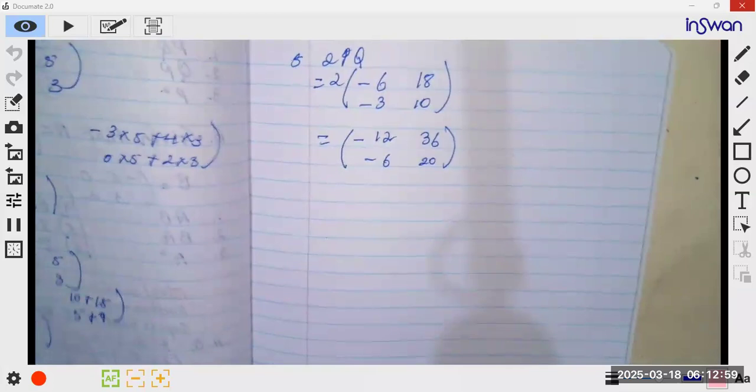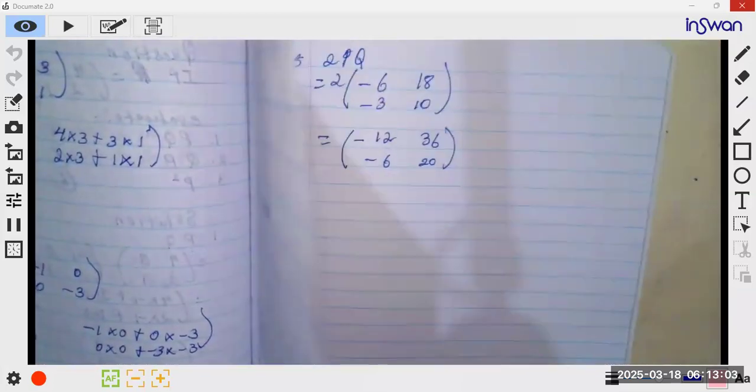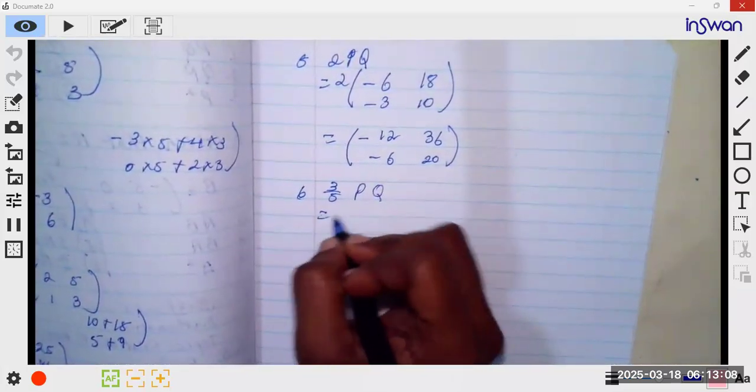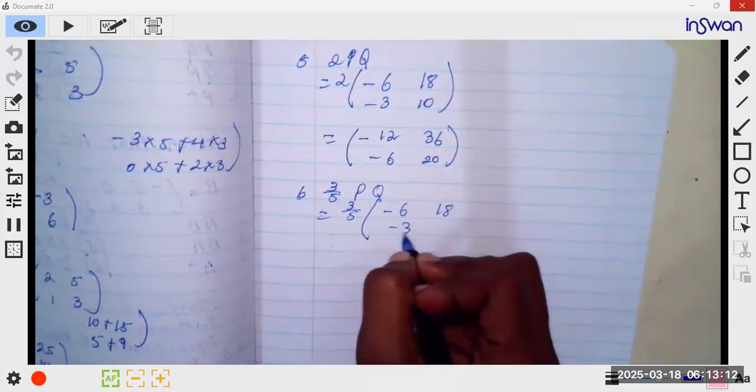Understand that? And number 6, 3/5 PQ. So it will be 3/5 by minus 6, 18, minus 3 and 10.